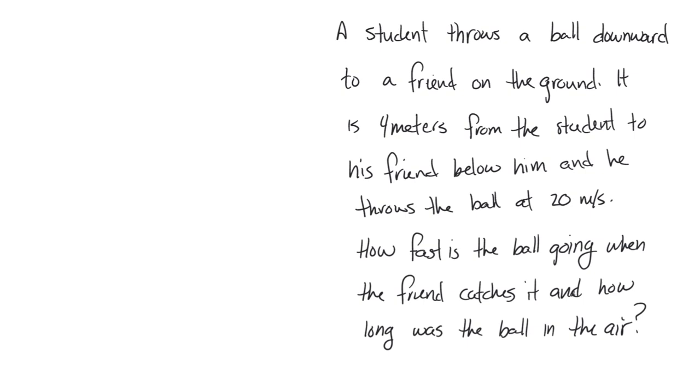Student throws the ball downwards to a friend on the ground. It is 4 meters from the student to his friend below him, and he throws the ball at 20 meters per second. How fast is the ball going when the friend catches it, and how long was the ball in the air? Let's just remind ourselves that the acceleration of gravity is 10 meters per second per second.